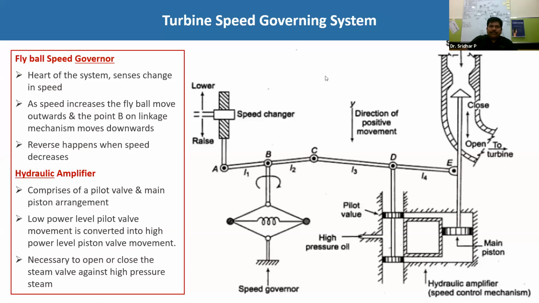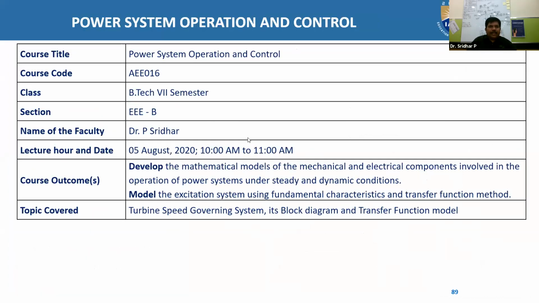Speed governing system. Yesterday, I think I gave two videos. Those videos highlight the principle of operation of the governing system. Whenever the speed or frequency increases, how does the flywheel arrangement behave? All these things were shown with the help of video. Yesterday we discussed, right? Today's topic is the turbine speed governing system, its block diagram and transfer function model.